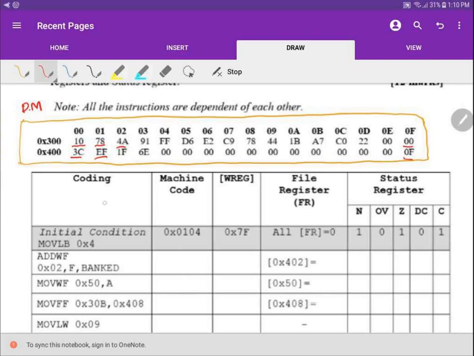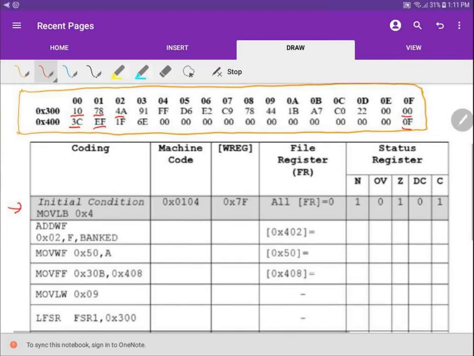So here you can see this table, there's a coding given, machine code. When you see a square bracket like this, what does it mean? The content of, then file register and the status register. Now, it seems that there's an initial condition given. So there's one code, move LB, hex 4. The machine code is already given. And the content of working register is 7F. All the other content of file registers is 0. And status register has this initial value. Is that okay? Anything that you don't understand?